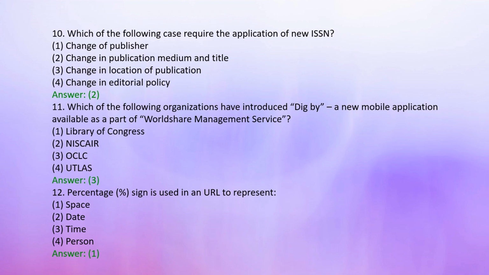Number 10. Which of the following case require the application of a new ISSN? Options are number 1 change of publisher, number 2 change in publication medium and title, number 3 change in location of publication, and number 4 change in editorial policy. Correct answer is 2 change in publication medium and title.